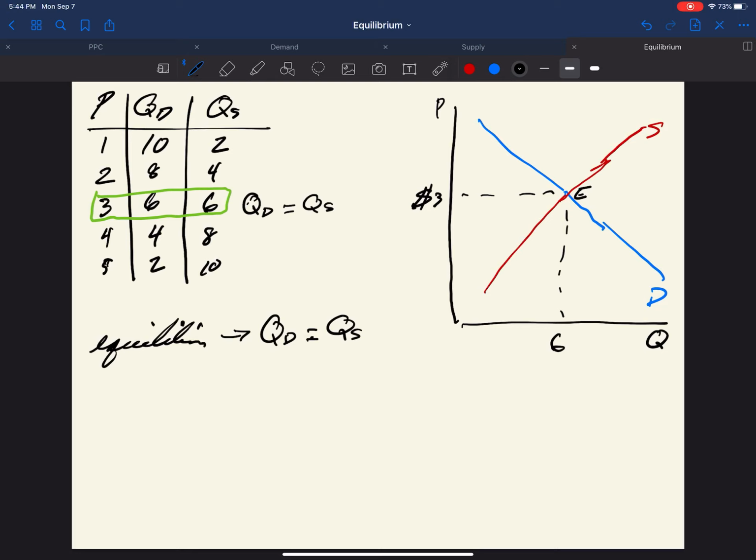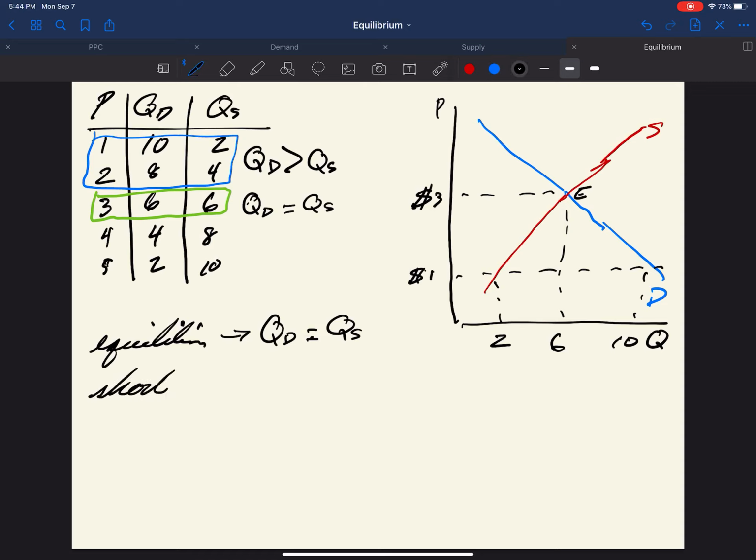Now, what if we had a price of, say, $1? According to that, let's just draw in some little ant trails here. We would have a quantity supplied of 2 and a quantity demanded of 10. Now, that puts us in a situation where quantity demanded is greater than quantity supplied. And that's going to refer to these two numbers right here. This idea is called a shortage. A shortage occurs whenever quantity demanded is greater than quantity supplied. That's it. That's all a shortage is.